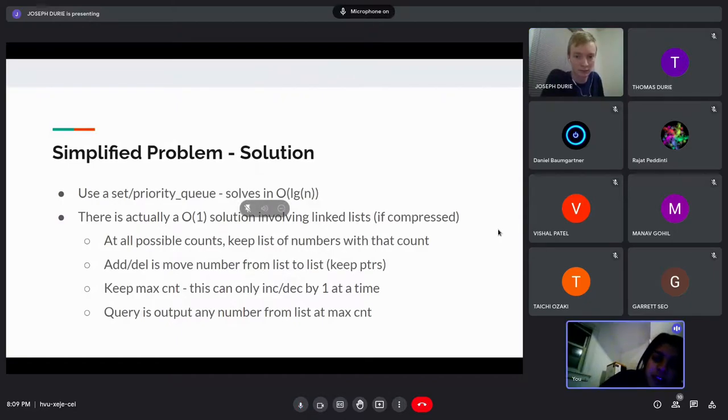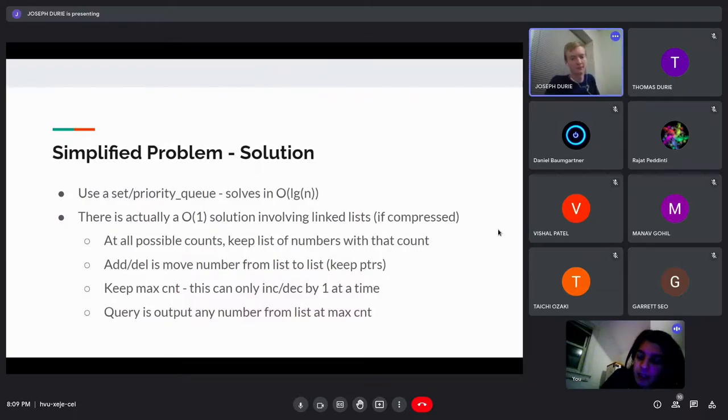The compressed part just means that the amount of distinct numbers you have is small, and you put them into a consecutive range from 0 to the number of distinct numbers you have. So you can get each linked list for the count in O(1) time. That's all that means.